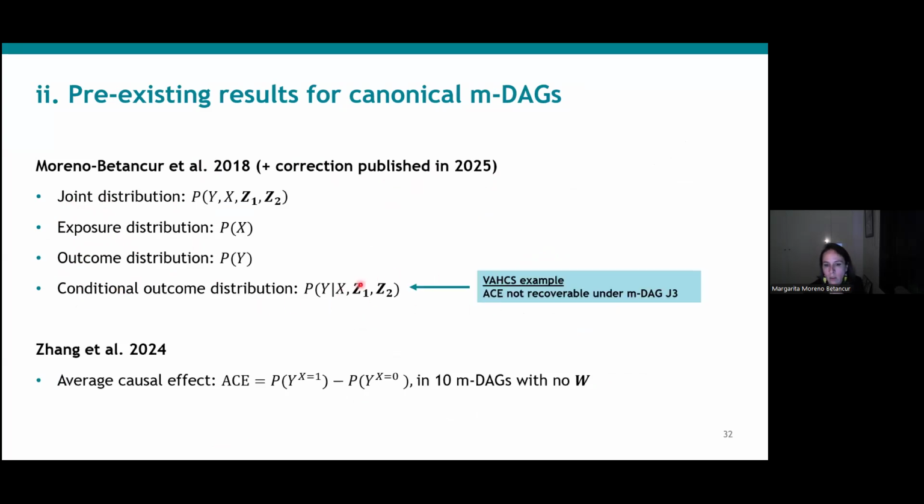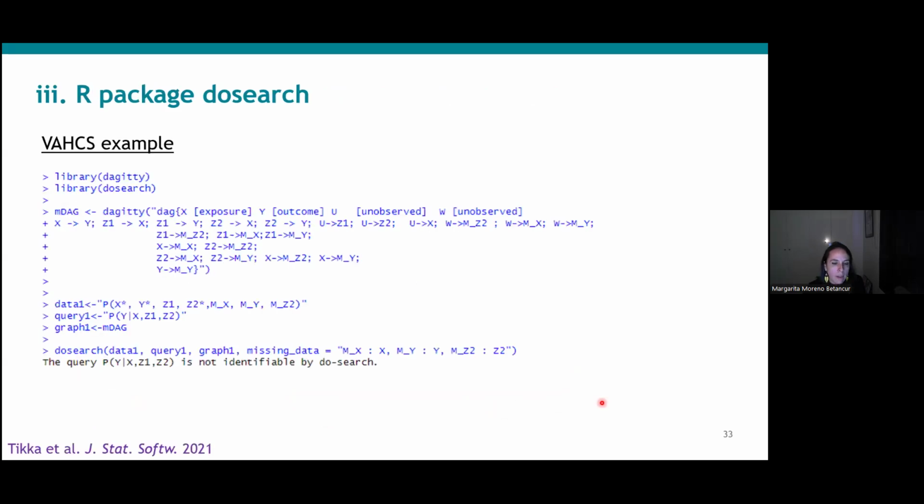Based on that, we can also derive that the average causal effect is not recoverable, because it's not recoverable under that canonical m-DAG. And then, as I mentioned, Jiajin extended this work to look at the average causal effect in 10 of those m-DAGs, assuming there was no unmeasured common cause of the missingness indicators. And then finally, here's an example of how you could use the R package to search as well.